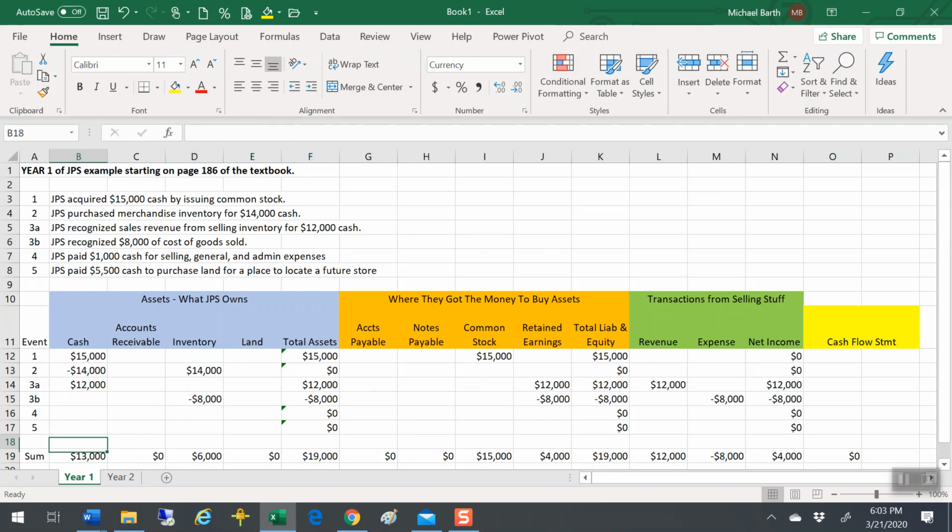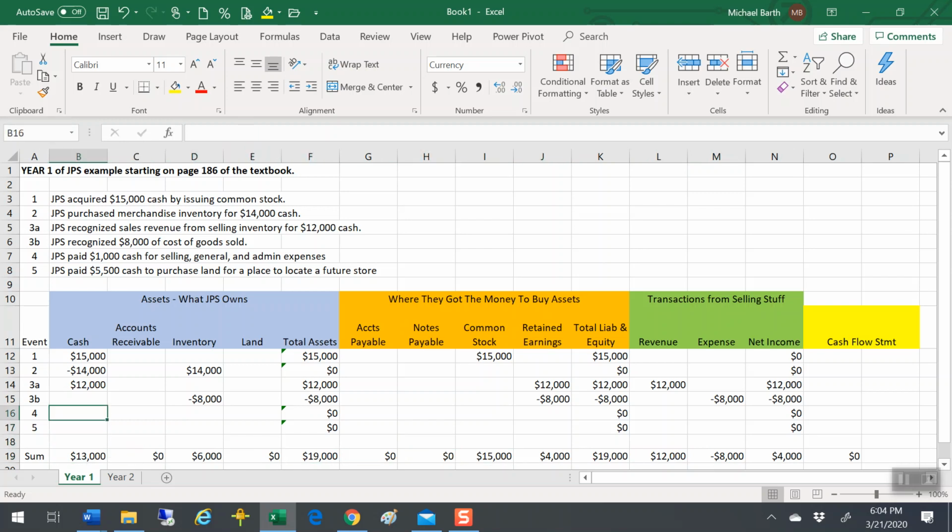We started with 15 in cash and then converted some of the cash to inventory and then took some of that inventory and sold it off. And when we sold it off, we converted it back into cash. So that's that accounting cycle going on and on. The balance sheet still balances. Our total net income is $4,000, which is also the increase in the retained earnings.